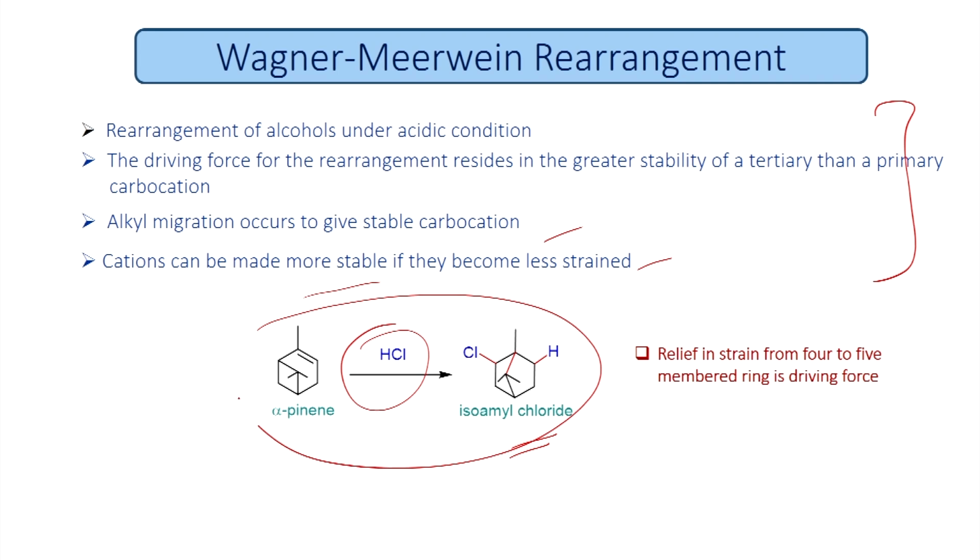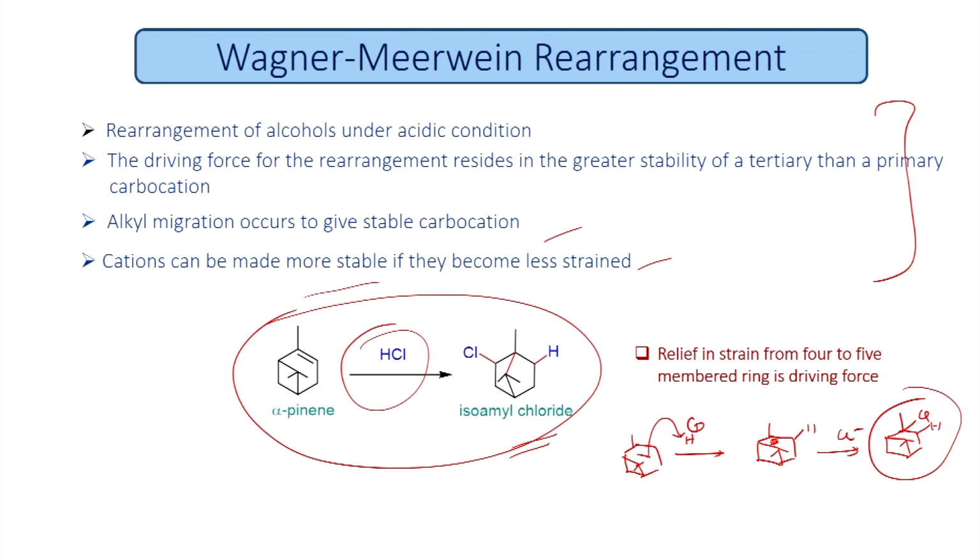Now let us look at this reaction. The reaction of alpha-pinene with HCl gives isobornyl chloride. As all of you know very well, when you react the substrate with acid, the alkene, being a nucleophile, can undergo an addition reaction with the electrophile, and you will form a tertiary carbocation. Now, the tertiary carbocation can react with Cl minus and you would form this compound. But that does not happen here.